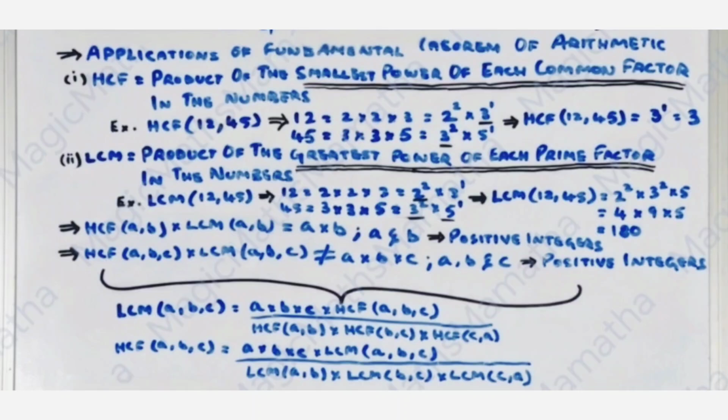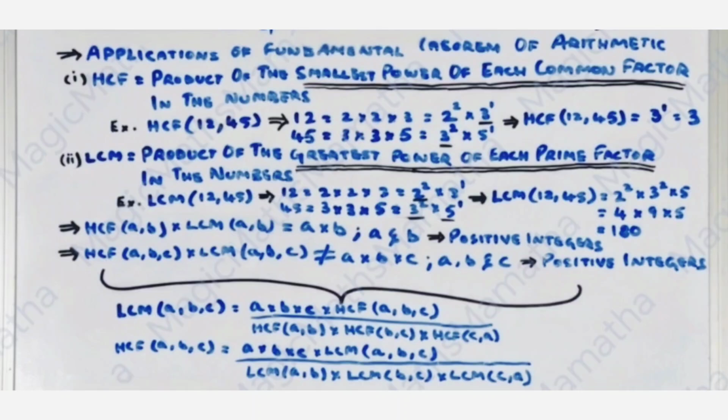Now let's see how we can calculate the least common multiple. The least common multiple is shortly termed as LCM, which is nothing but the product of the greatest power of each prime factor in the numbers. Example, let's find the LCM of the same numbers, 12 and 45. We know how to express 12 as a product of prime factors, and after writing the product of prime factors, we have to further write those factors in terms of powers.